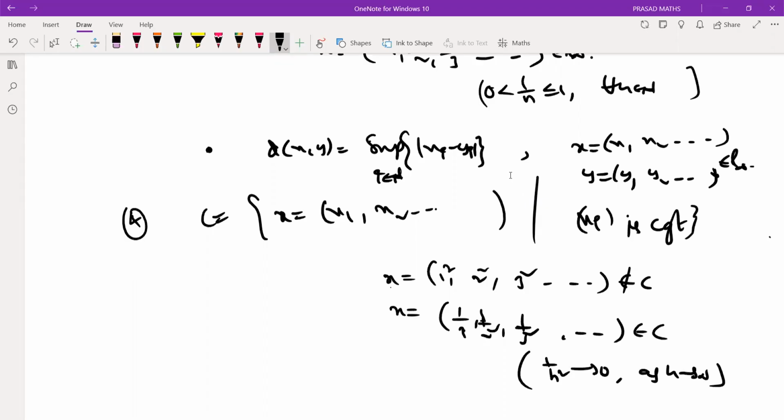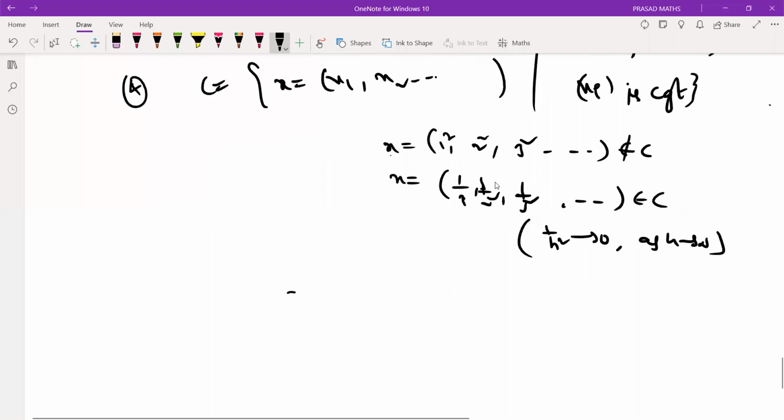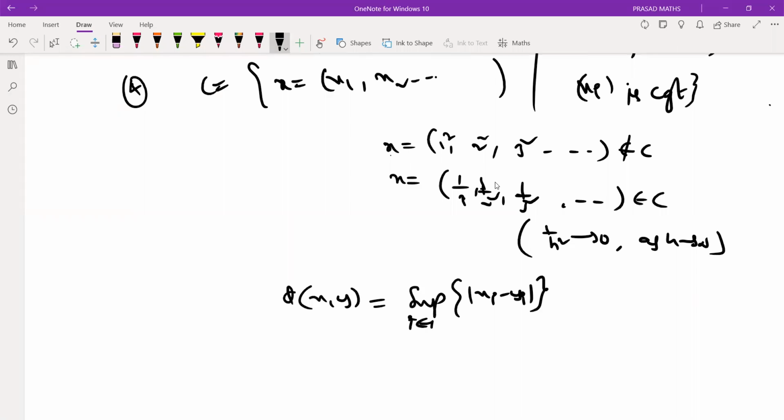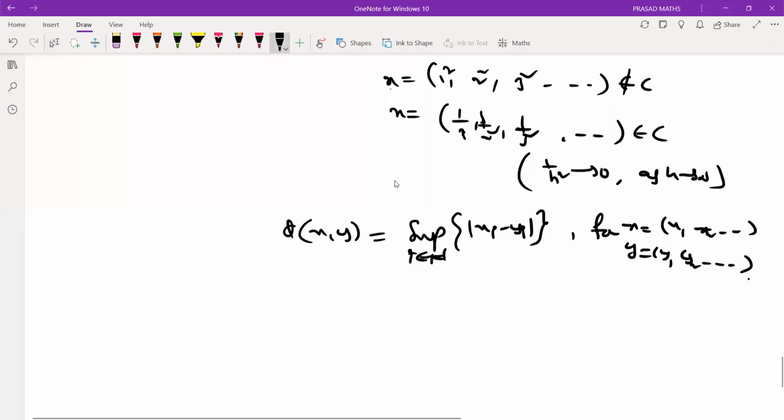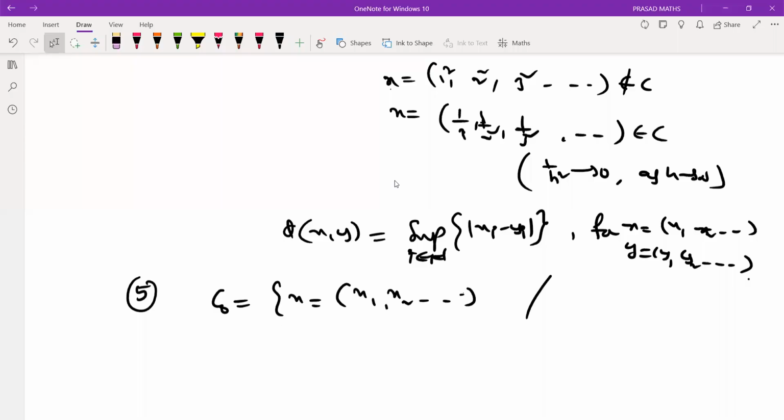So can you give me a metric? Every convergent sequence is always bounded, therefore you can give a metric on C as the supremum metric. Right? So next, same idea, C0. C0 means the space of all sequences which converge to 0. Set of space of all sequences which converge to 0.